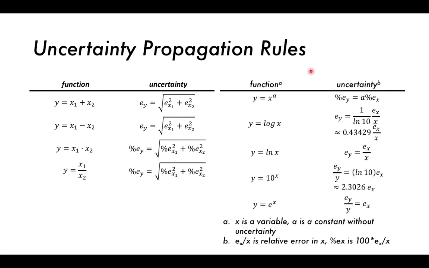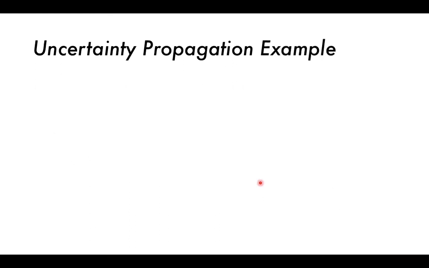And then we have some rules here for other functions. For example, y is equal to x to the a, where a is a constant without uncertainty. We would use this uncertainty relationship. Then we have y is equal to log x. This is the kind of thing that we would utilize for our pH measurements, for example. And then we have some others down here, which will be useful whenever we are trying to manipulate different equations as we go through our analytical and instrumental chemistry journey.